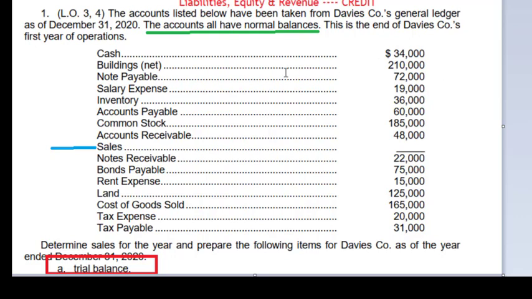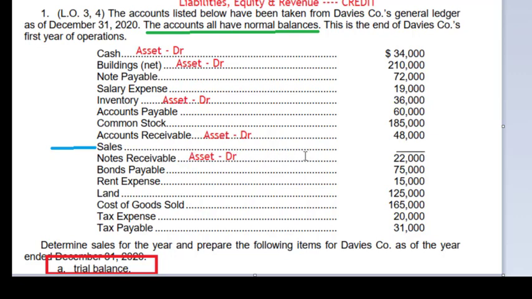So let's take a look at cash. We all know what that is. That's an asset, hence a debit balance. Buildings, an asset, hence a debit balance. Let's skip some and let's look for assets. Notes payable, nope. Salary expense, it's telling you it's an expense, so do not be too smart about it and leave it as it is. We have inventory, yes, it's an asset. Accounts payable, common stock, accounts receivable, definitely an asset. Notes receivable, definitely an asset.